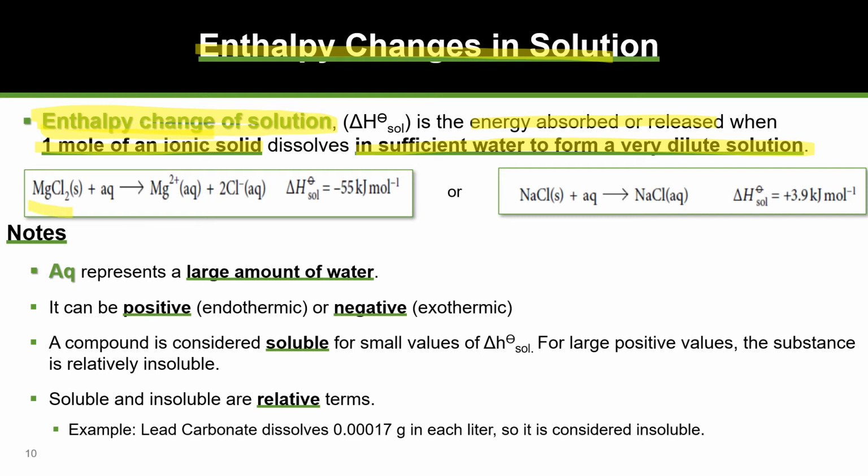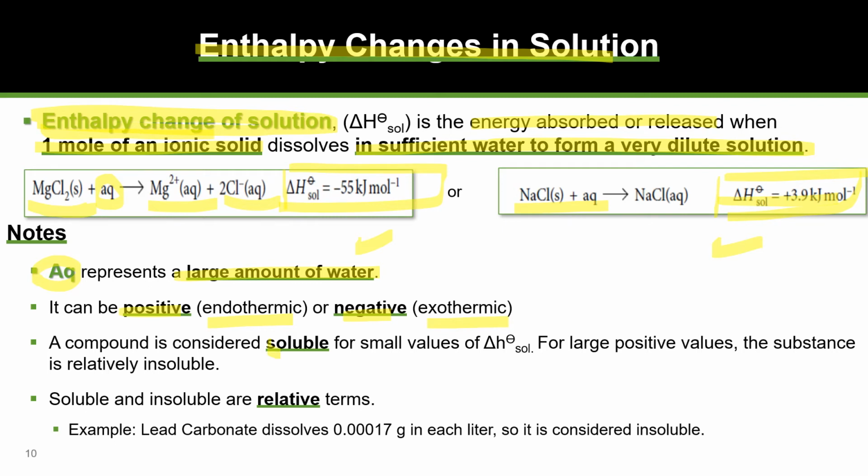So in this case, we have magnesium chloride, which is solid, plus a large amount of water, and they are going to form magnesium ions in the aqueous state and chloride ions in the aqueous state. In this case, the enthalpy change is negative because the process is exothermic. And if you analyze the same situation for sodium chloride, you're going to see that the value of the enthalpy change of solution is positive. So aq represents a large amount of water. It can be positive or negative. You can see here it is negative and here it is positive. The positive is endothermic and the negative is exothermic.